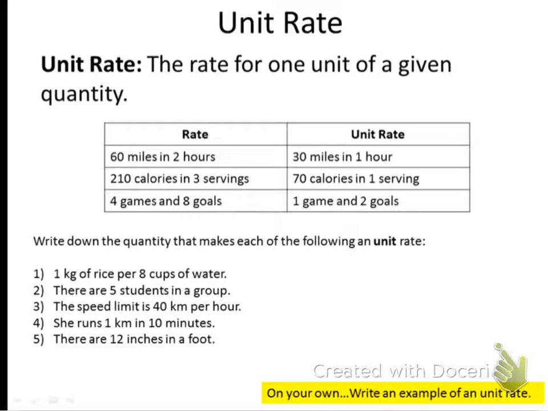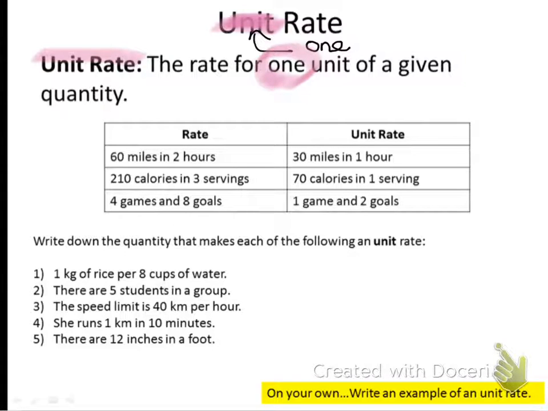Now that we've talked about rates, we're going to talk about unit rates. Unit rates, this word unit really means 1. A unit rate is the rate for 1 unit of a given quantity. That means it would have a number of 1 in it.